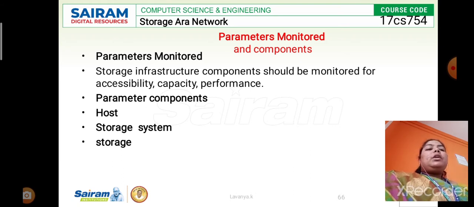Then what is accessibility? Accessibility is nothing but the right person accessing the right data at the right time. I am repeating: the right person accesses the right data in the specific amount of time. We call that accessibility.